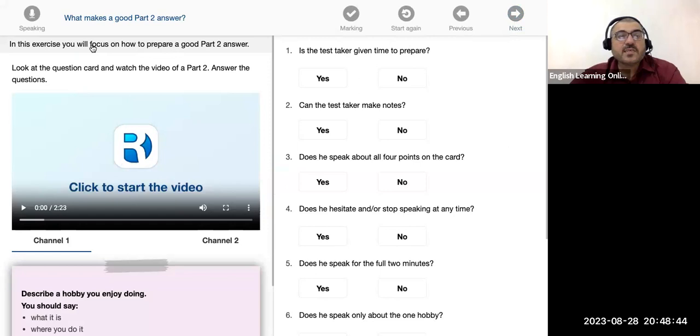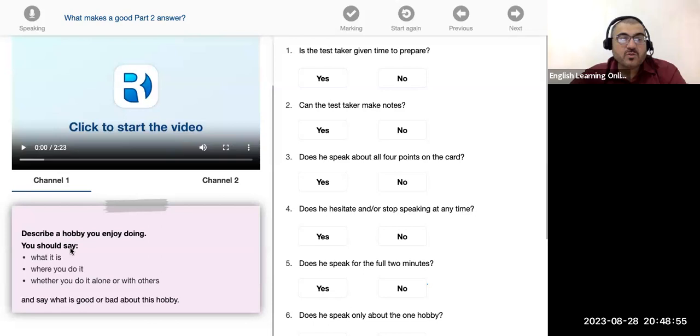Now let's think about what makes a good part 2 answer. Let's understand the part 2 answers here. An example is describe a hobby you enjoy doing. You should say what it is and where you do it, whether you do it alone or with others, and say what is good or bad about this hobby. This is a topic that might be asked in part 2. Now let's watch the video and try to understand what it tells us. But before you watch the video, can you look at the questions?